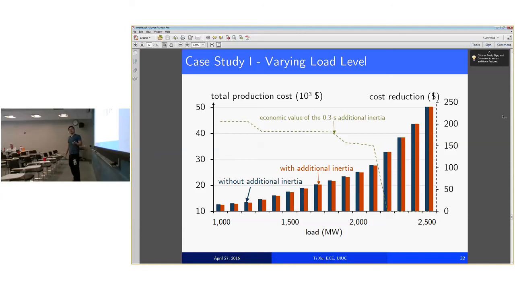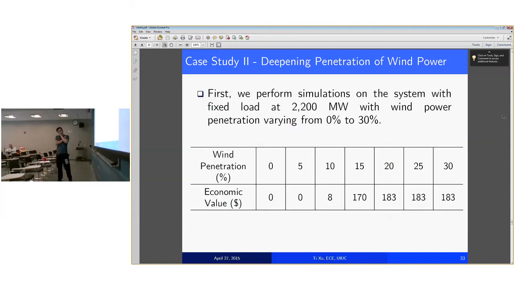So the provision of some additional inertia can make the total production cost a little bit less. And the difference we can see as the economic value of the additional inertia. And I also consider the case where the load is fixed, but the wind penetration is increased. We can view the wind output as a negative load. So as the wind penetration increases, the net load decreases, and the economic value increases.